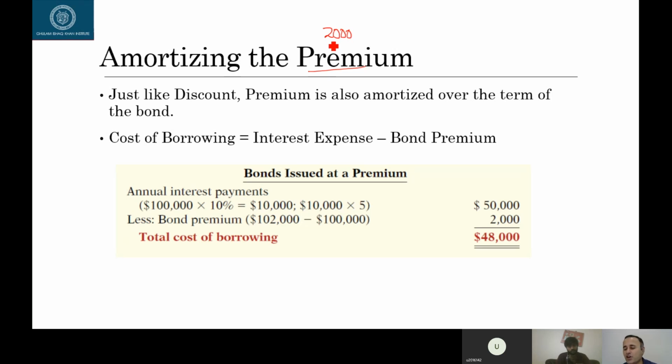The $2,000 premium is for a bond which matures in 5 years. So this premium is not related to 1 year alone. It spans a period of 5 years. That's why I have to distribute those $2,000 over 5 years. Amortization is like allocation, just like depreciation, and allocation precisely means distribution.